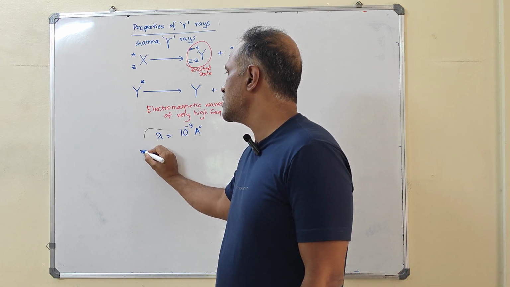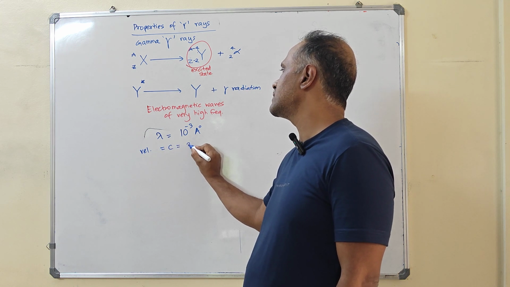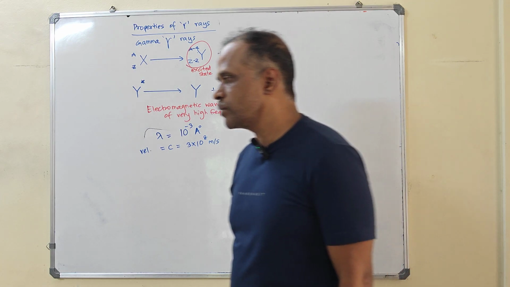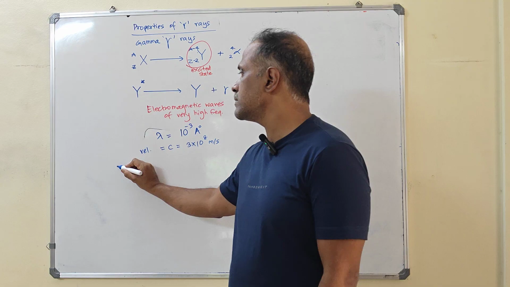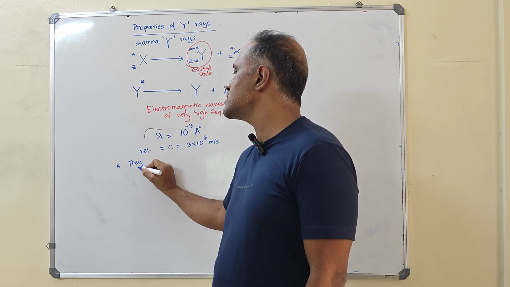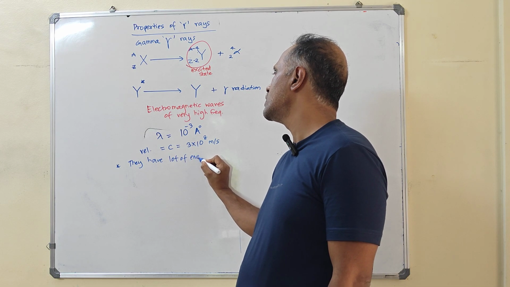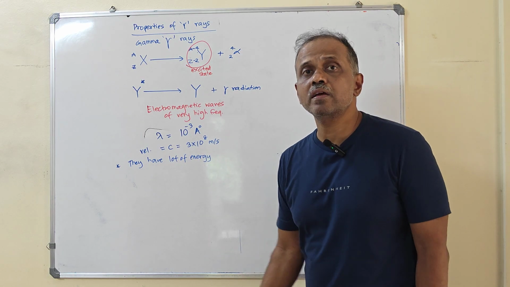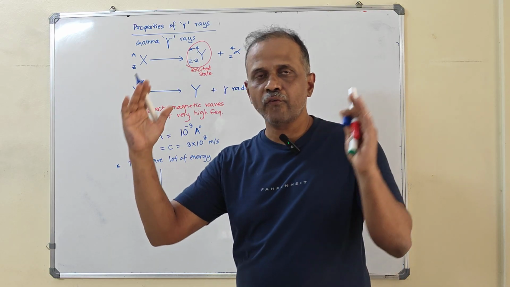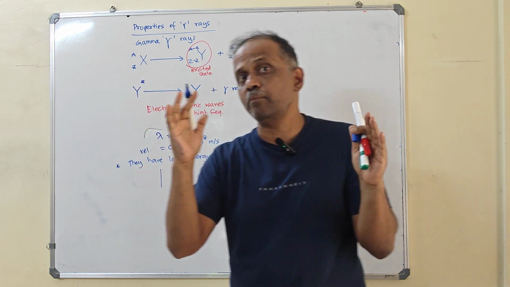What is the velocity of these rays? The velocity is the speed of light, that is 3 into 10 to the power 8 meter per second. What about their penetrating power? Since they have a lot of energy, their penetrating power is the most. They can penetrate 50 centimeters of an iron block easily.